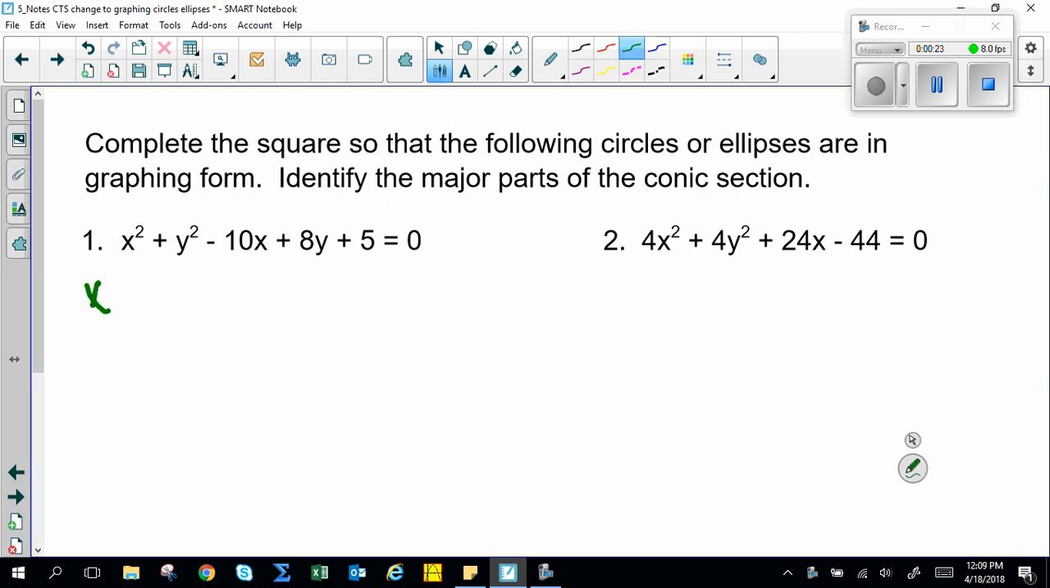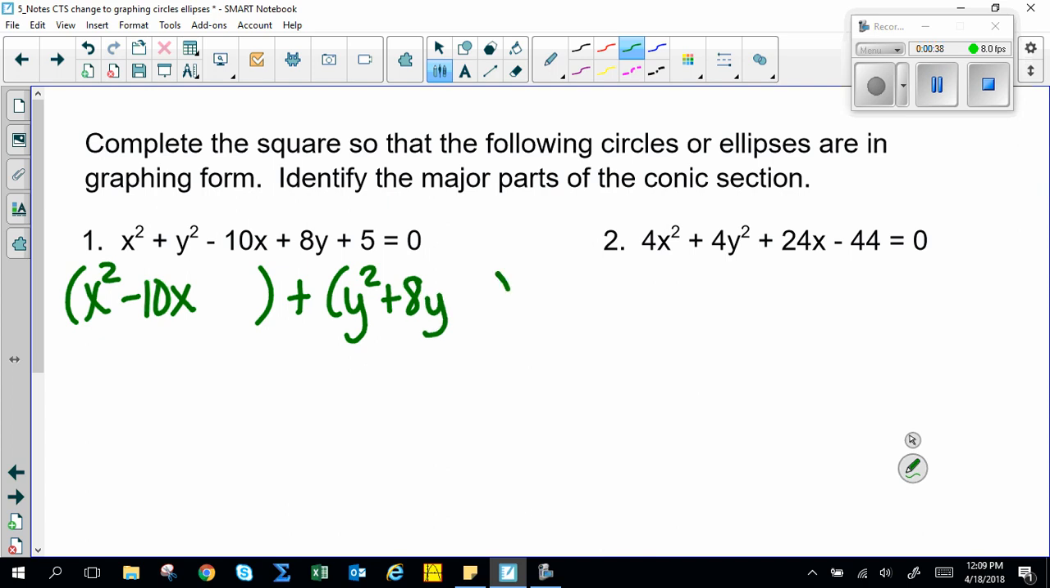So I'm going to put my x squared and my minus 10x together. And I'm going to leave myself just a little bit of space on purpose. I'm going to group my y terms together. So y squared plus 8y with a little bit of space. And I'm going to move my constant term to the other side of the equal sign. So how do I cancel my plus 5 and get it to the other side? I subtract 5. Good.